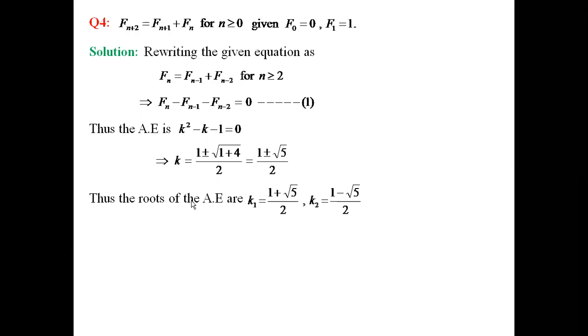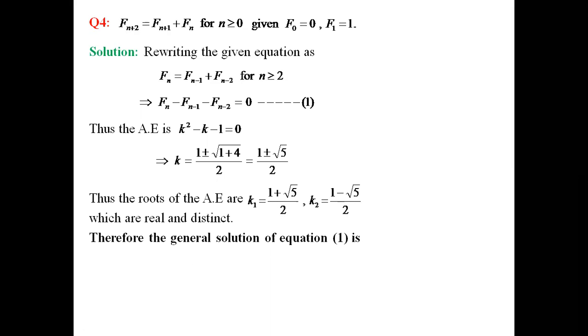So roots of the auxiliary equation are written as k1 and k2. Observe, these are not imaginary roots, they are real and distinct roots. There's no i involved here. So they are real and distinct roots.